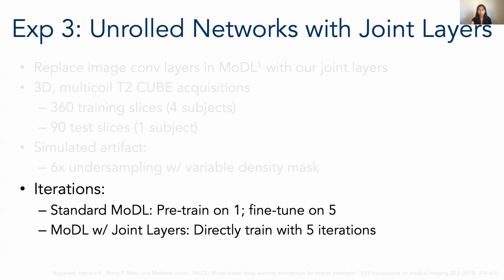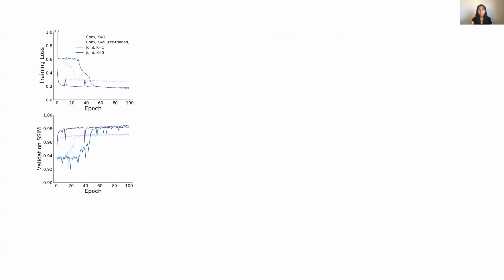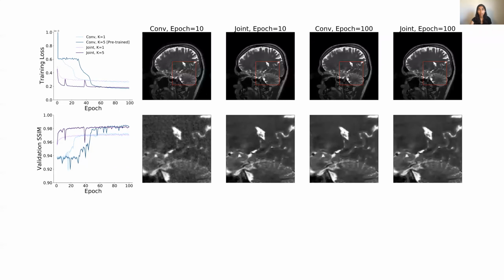These are the two versions of the networks that we compare. These plots show the metrics for the standard MoDL setup in blue and our MoDL setup with joint layers in purple. Networks with 1 iteration are shown in a lighter shade, while the full networks with 5 iterations are shown in a darker shade. The purple MoDL networks with our joint layers achieve high-quality reconstructions significantly faster than the standard MoDL setup with image space convolutions. Qualitatively, we can see that the standard MoDL setup produces fuzzy reconstructions at the 10th epoch of training, while the MoDL network with our joint layers has already essentially achieved the final reconstruction quality attained by both networks.